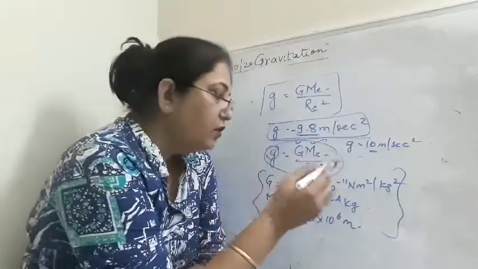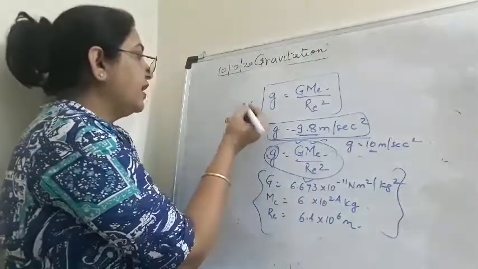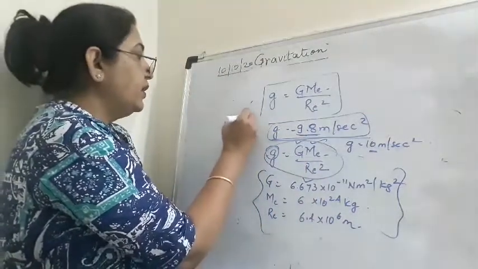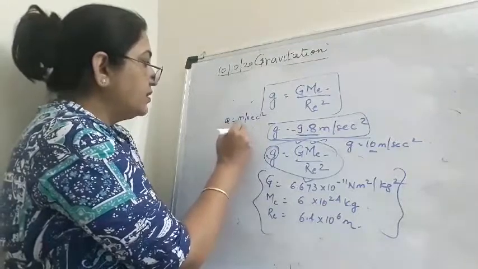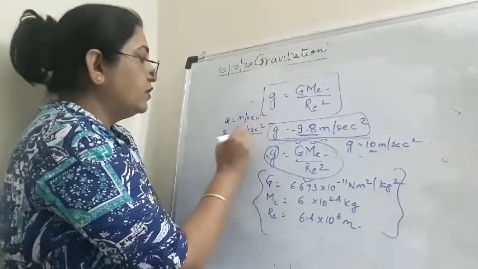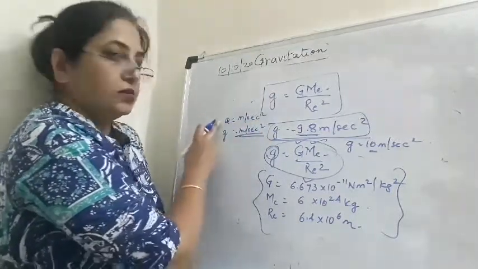Now you know that acceleration has the unit meter per second square. Similarly, g also has the same unit, meter per second square, because this is also acceleration.